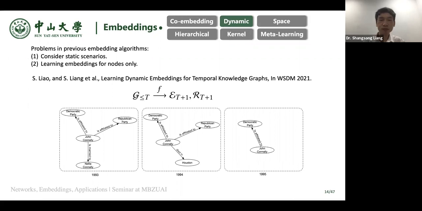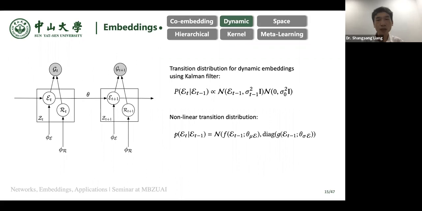So one important function is the transition distribution. We have the observation in the last step. How can the embeddings of the nodes and the embedding of the relationship transfer from the last step to the current step?